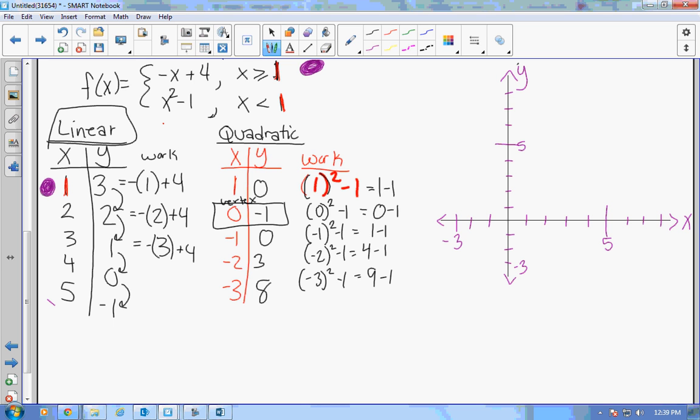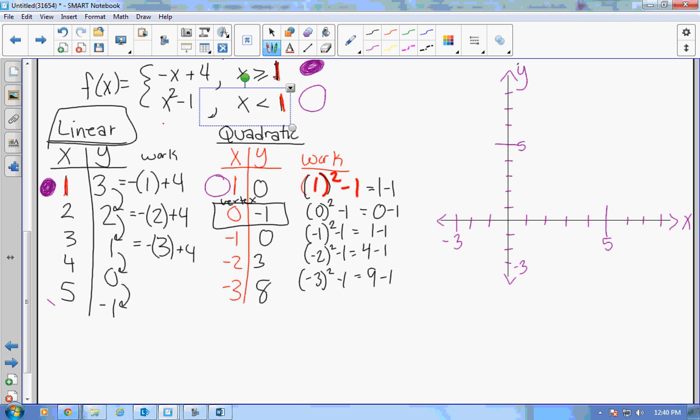Versus this one, x is less than 1. There is no equal to. So should that be open or closed? It should be open because there's no line, which means no fill. So on my 1, 0, I'm going to put an open circle because I have two different ones. One of them will be filled in. The other one will be open.